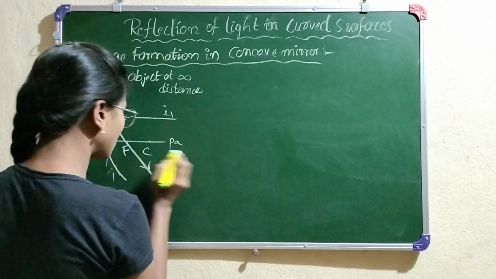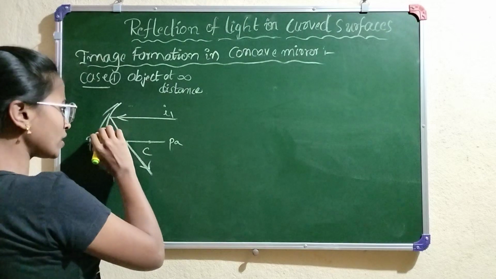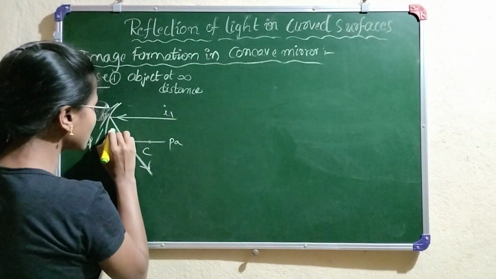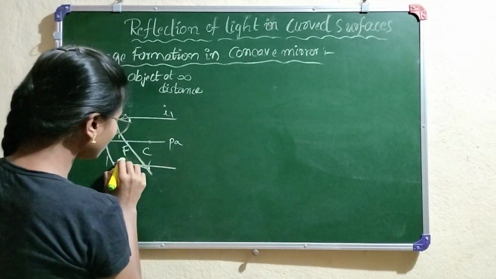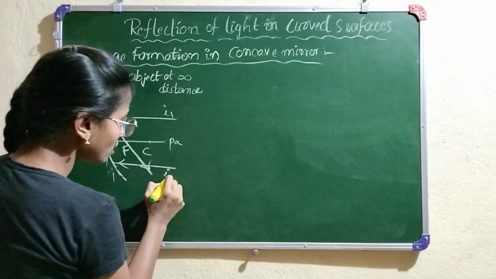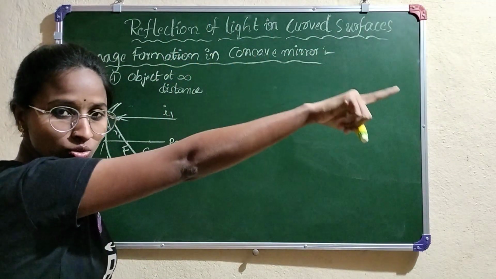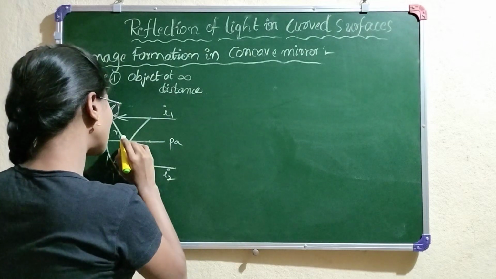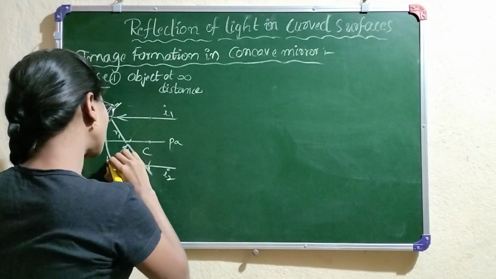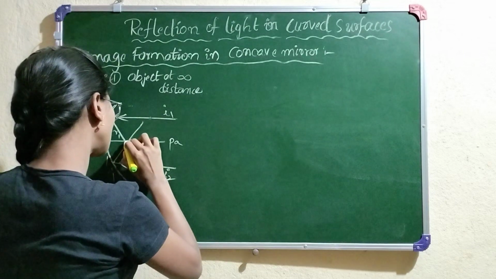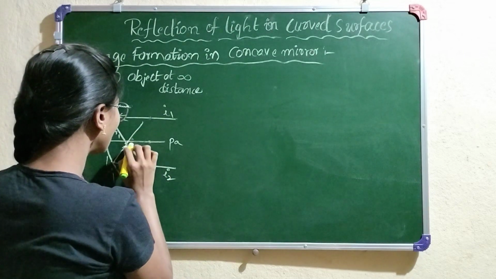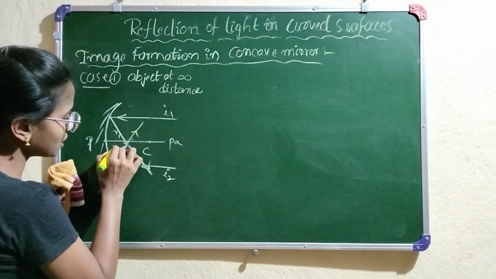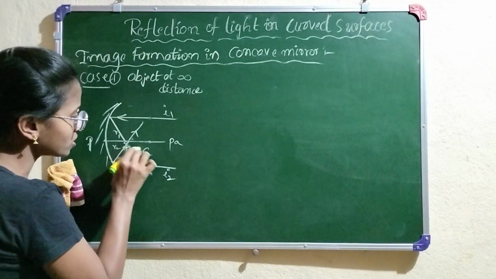And next, parallel light rays I can also take here, and here, and here. So now this is R1. Next, another incident ray which is I2 is also parallel. Why? Because the object is there at infinity distance. Again this will also be reflected by passing through the focus. Yes. So here these two reflected rays are intersecting at the point of focus.